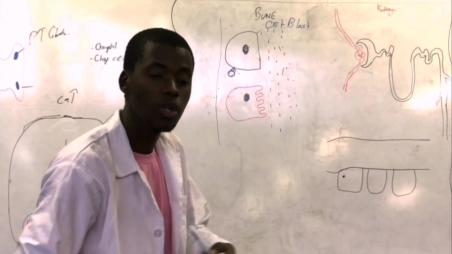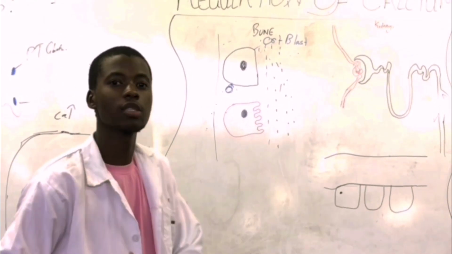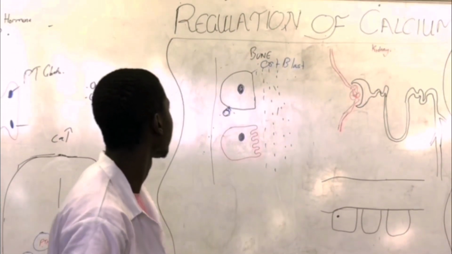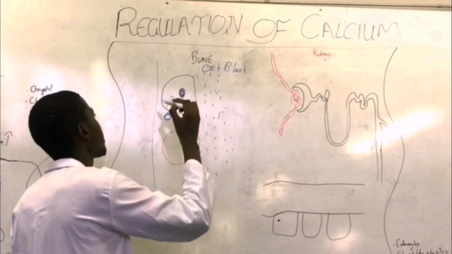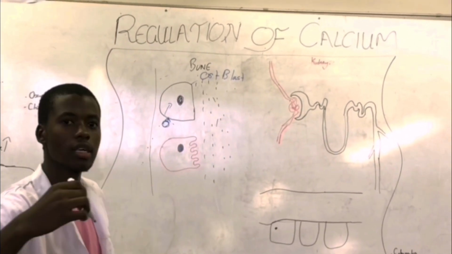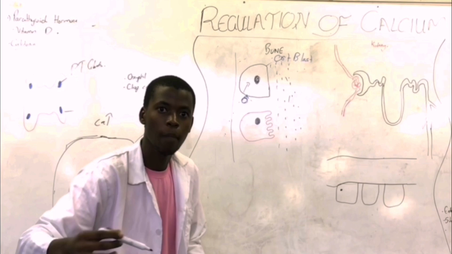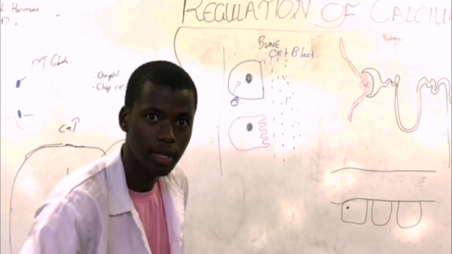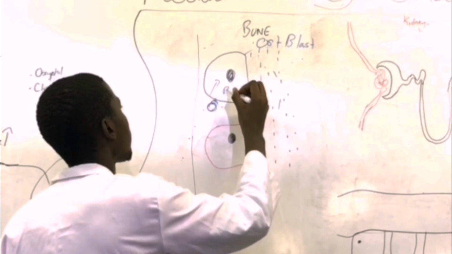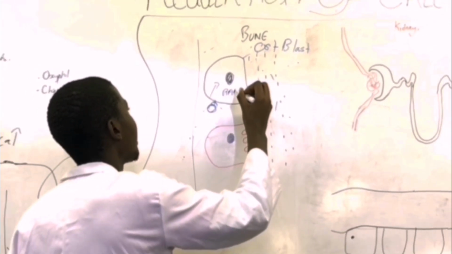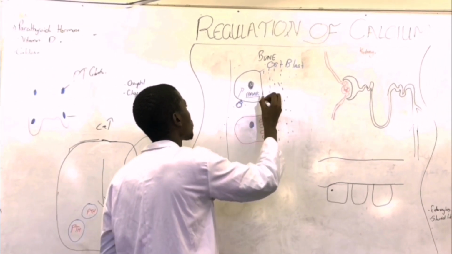cAMP, we know the transduction pathways. It is a story that has been sung over and over again. So the transduction pathway takes place, and it results in the synthesis of a certain protein in the osteoblast. This protein is known as RANK ligand. Over here we have our RANK ligand.